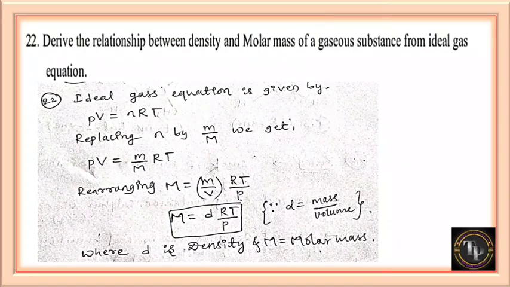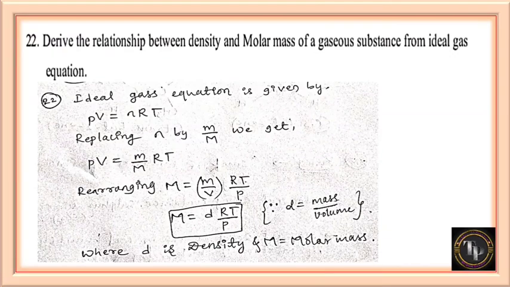Rearranging the terms, you take capital M to the left-hand side, PV to that side. So capital M is equal to m by V into RT divided by P. And m by V means what? Mass divided by volume. Mass divided by volume is density. So you can replace m by V by d. So what answer are you getting? M is equal to dRT divided by P. This is the final expression where d is the density and capital M is the molar mass. This is the relation between molar mass and density of the gaseous substance.